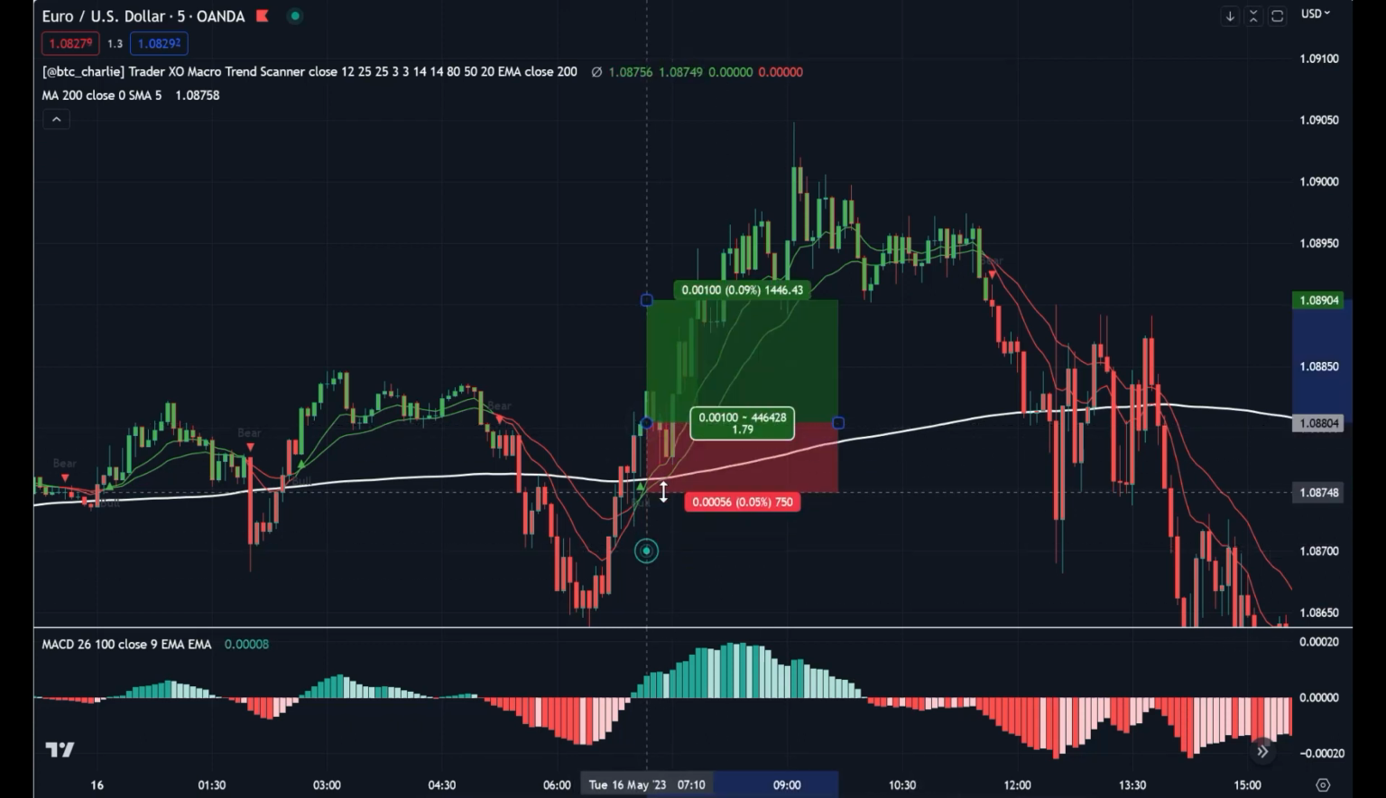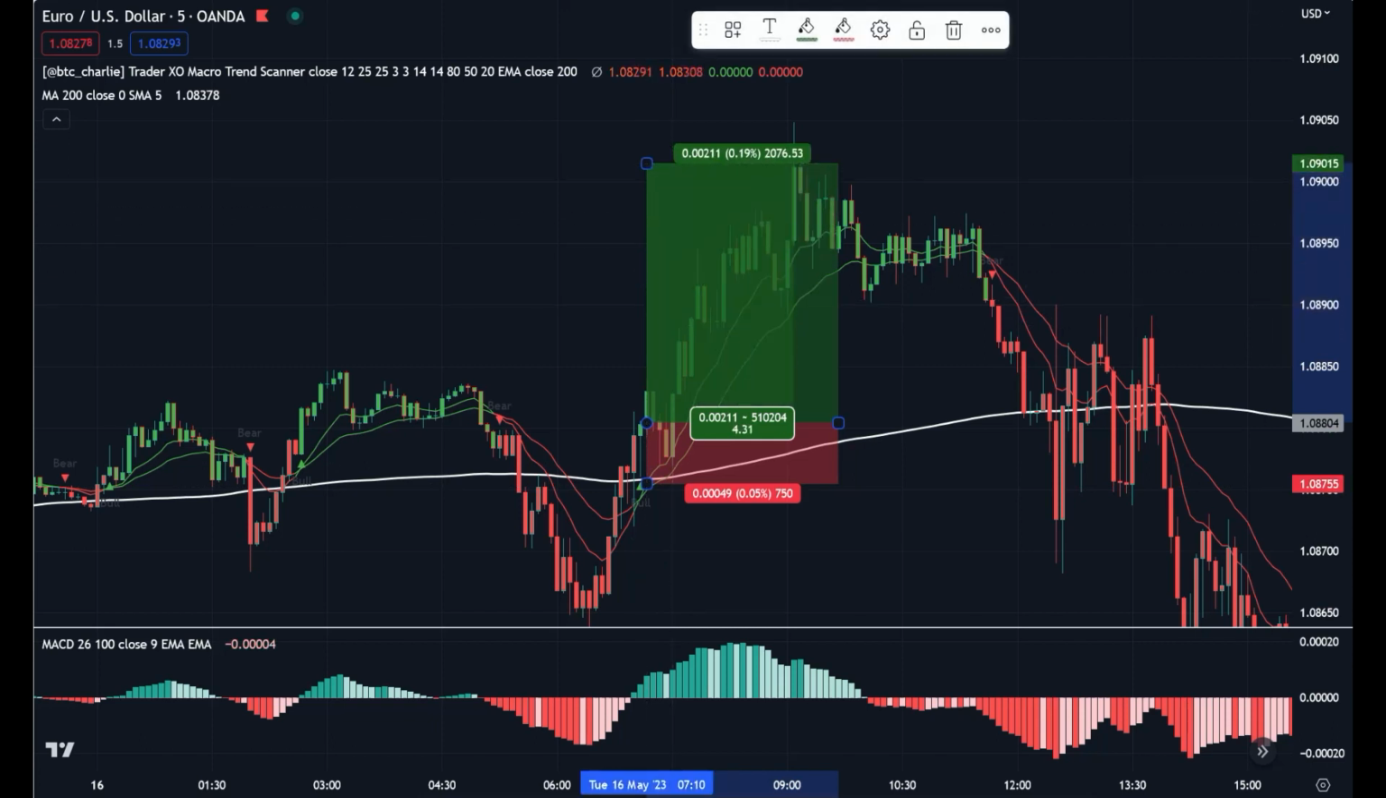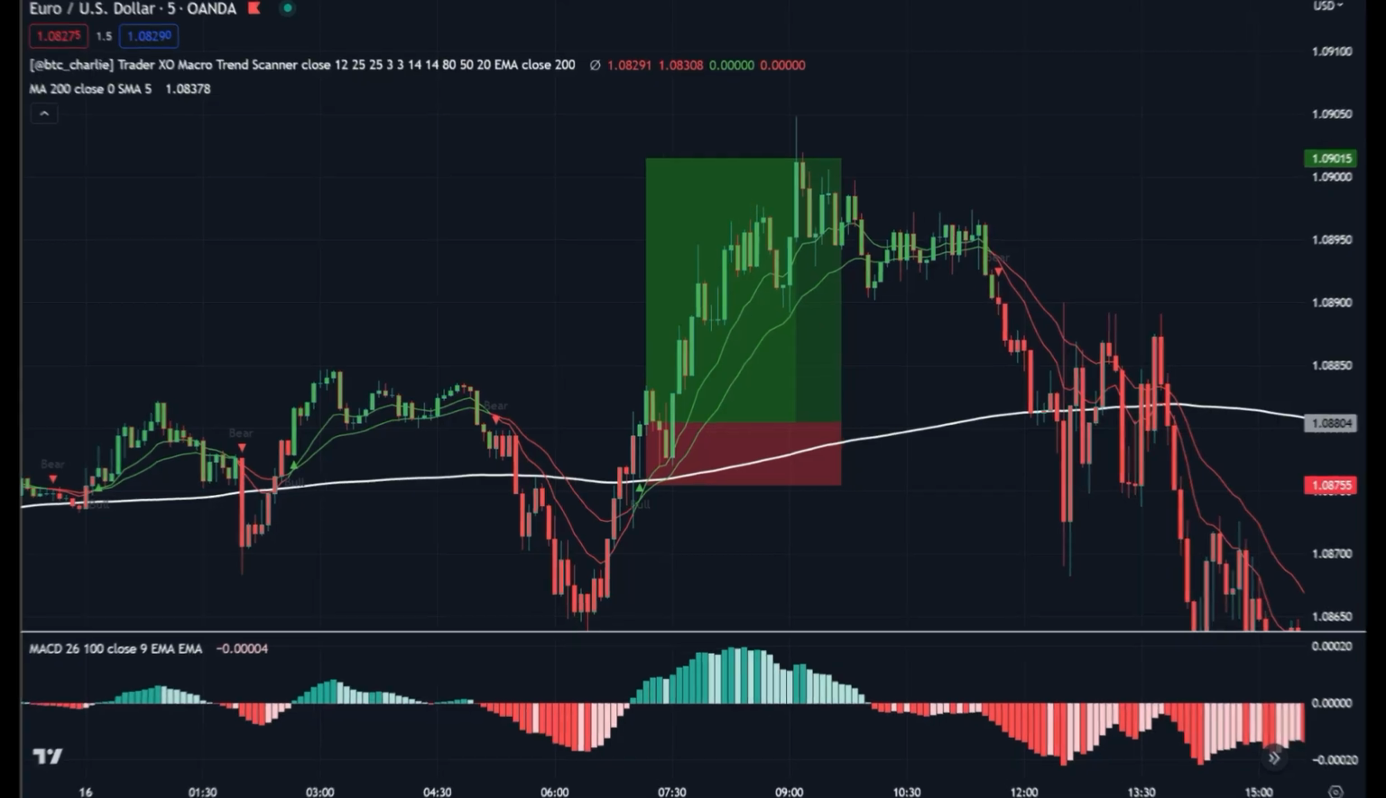It's important to note that when using this indicator on a 5-minute time frame, your stop loss will be relatively small. However, it's crucial to consider the spread when scalping. To minimize the impact of spreads on your profitability, it's recommended to use a zero spread broker.